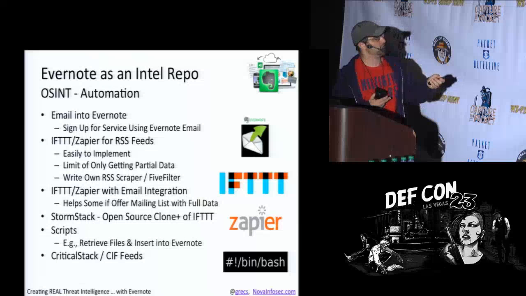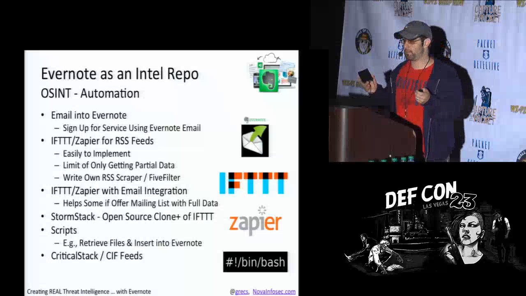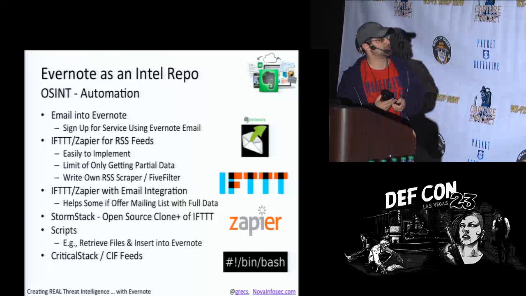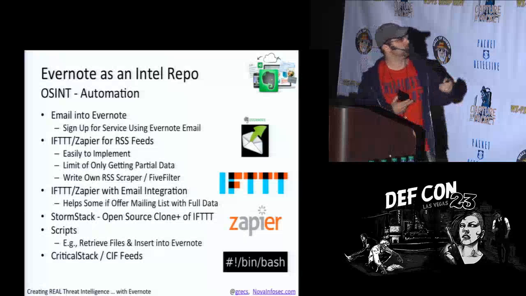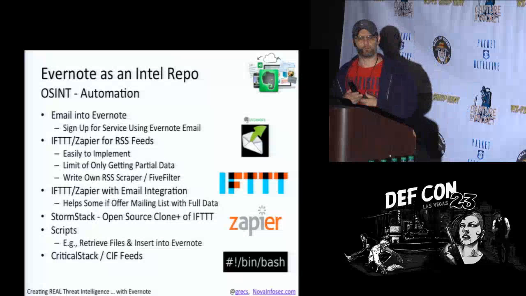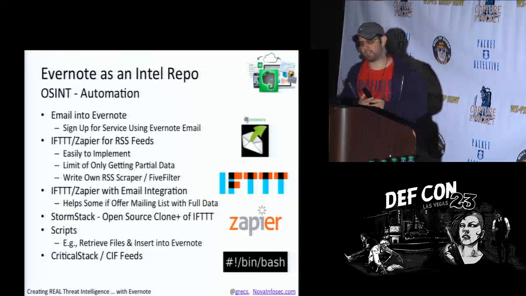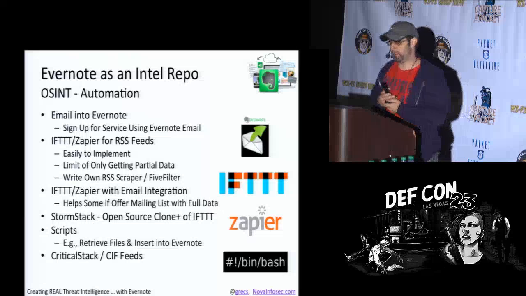So there's If This Then That, a very popular service. And there's a competing service that's a little bit more powerful called Zapier, but you can only do so many recipes and then there's a fee for it. But with just If This Then That, it's easy to implement.